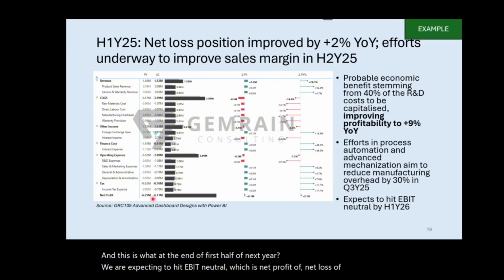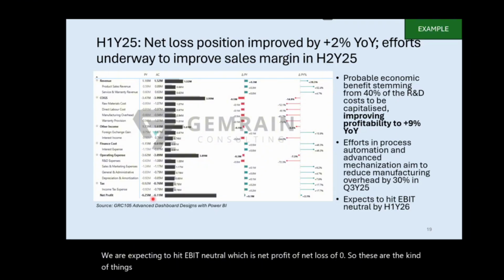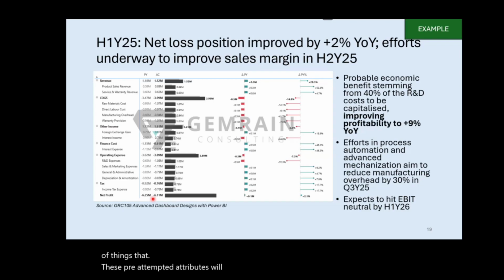So these are the kind of things that these pre-attentive attributes will do, which brings us to the next discourse, and this discourse is called wayfinding.